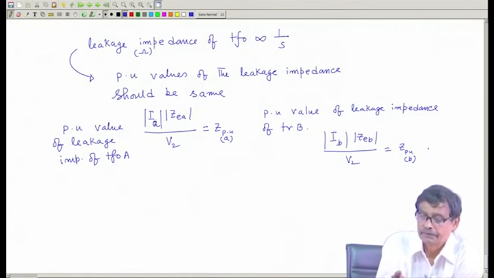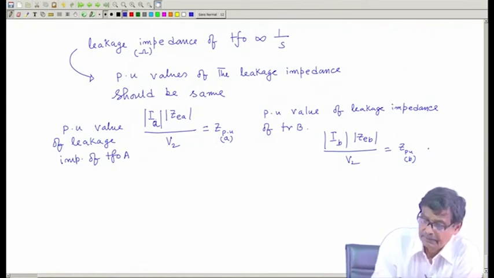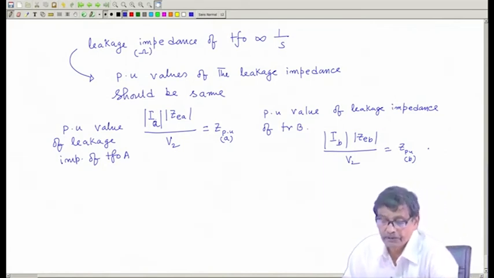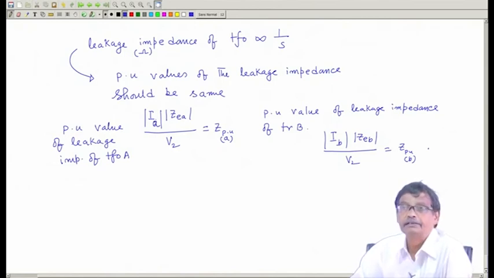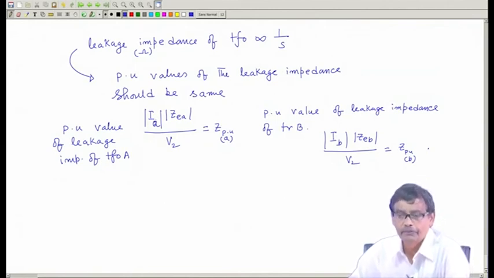So, we have gone through. Now, the last thing I will tell about the parallel operation of transformers is what happens if it is a 3-phase transformer, because after all in our power system it is all 3-phase transformers.